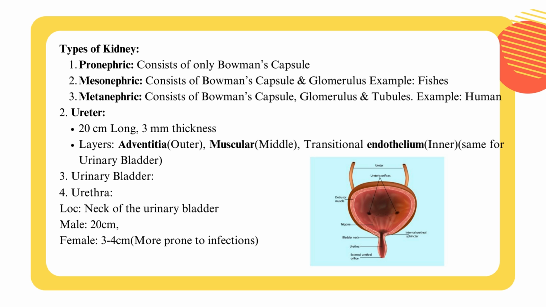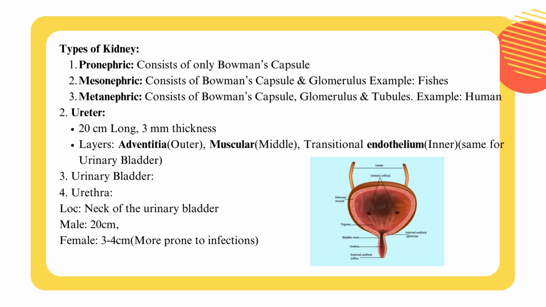First one is pronephric, which consists of only Bowman's capsule. Next, mesonephric, which consists of Bowman's capsule and glomerulus. Example: fishes. Last one is metanephric, which consists of Bowman's capsule, glomerulus and tubules. Example: human. Next part is ureter.